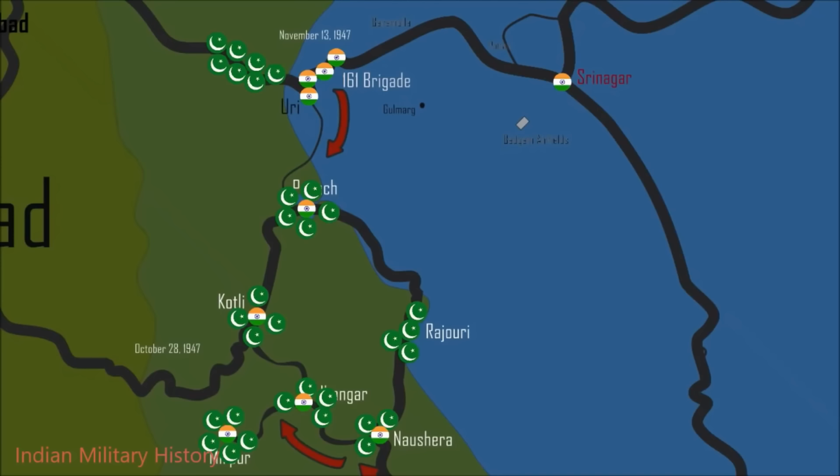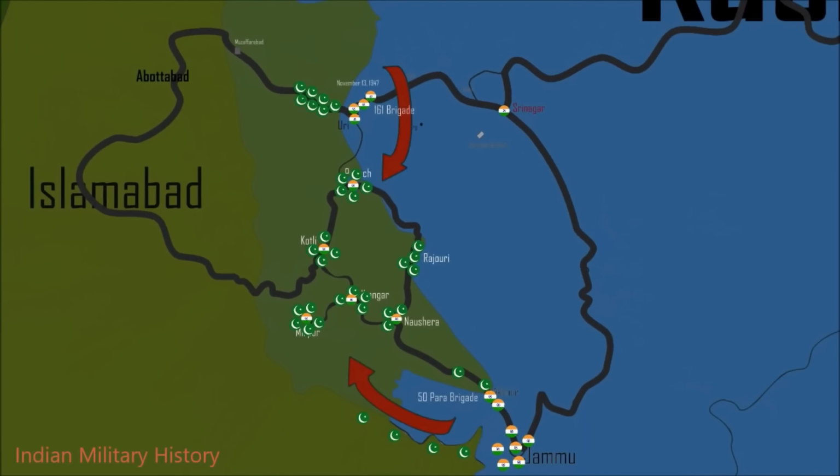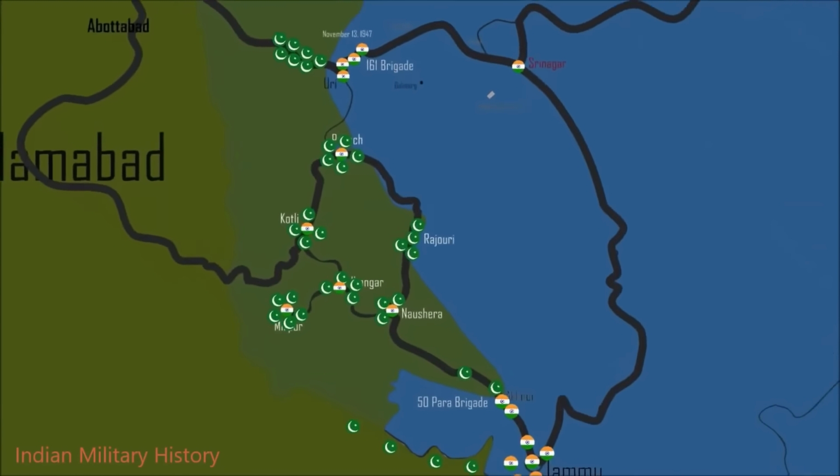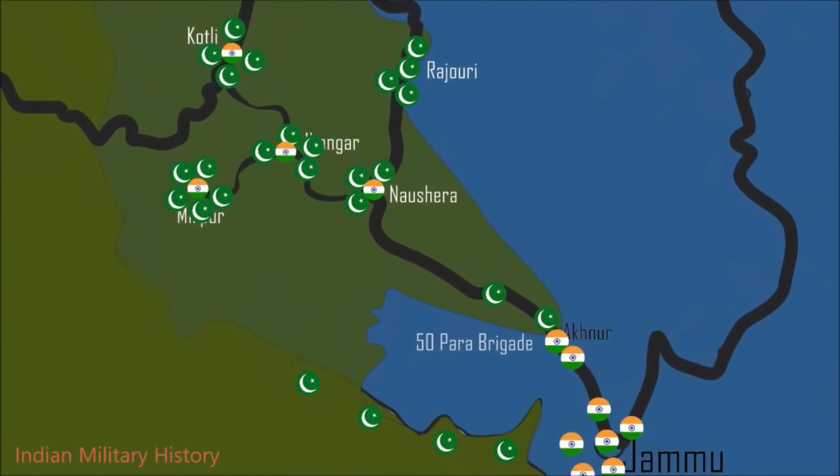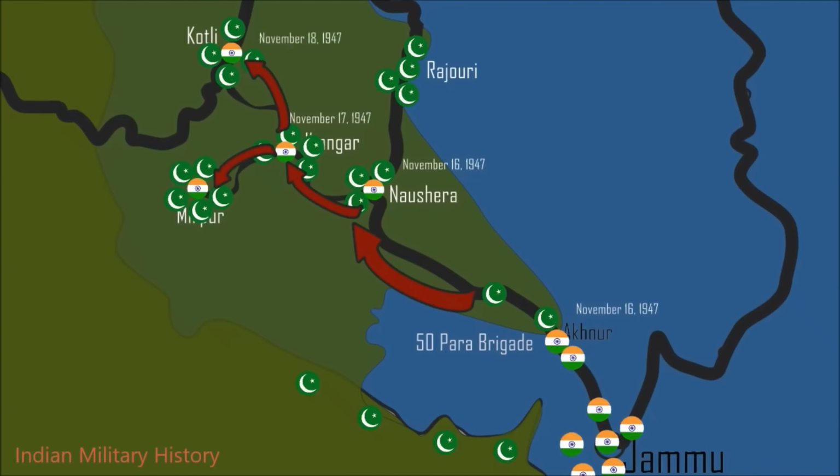With this, the two-front approach to relieve the towns in the Poonch-Jammu line was created, with the 161 Brigade from the north and the 50 Para Brigade from the south. The plan of action was for the 50 Para Brigade, currently present at Akhnur, to move at high speed towards the north of the Jammu-Poonch line on November 16th. It was to secure Naushera on the same day, establish a firm base at Jhangar on November 17th, and relieve Kotli and Mirpur by November 18th and November 20th, 1947.